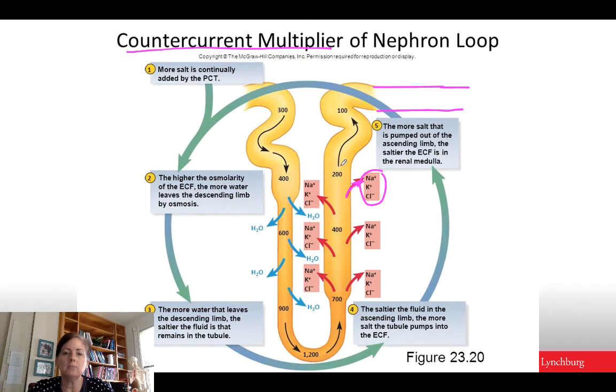And it actually pumps it out to the point where if you look at the osmolarity of the filtrate that's left inside the ascending limb, as we head into the distal convoluted tubule, it's very low. It's actually much less concentrated than just your normal bodily fluids, which would typically be around 300. So here we're down to about 100 milliosmoles.